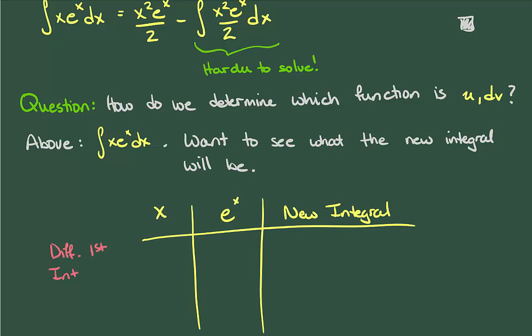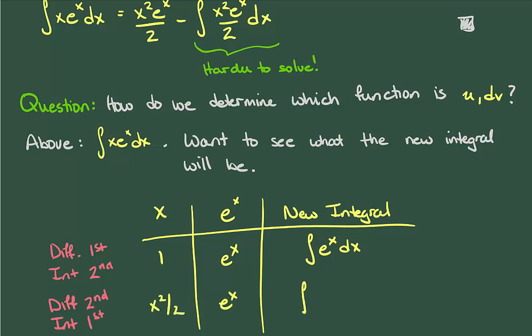First, let's assume that we differentiate x and integrate e to the x. The derivative of x is 1. The integral of e to the x is e to the x. Doing this would give an integral of e to the x on the right-hand side. If we flip this and integrate the x while differentiating the e to the x, then our new integral is x squared e to the x. These are the two integrals that we found above. In fact, you can still see the x squared e to the x integral at the top of the screen.